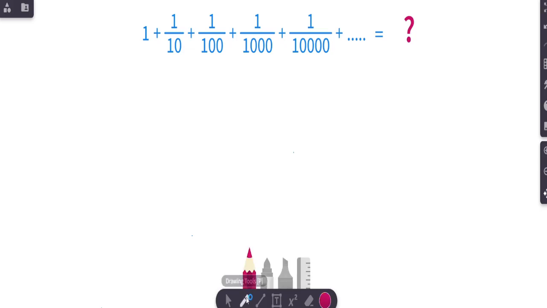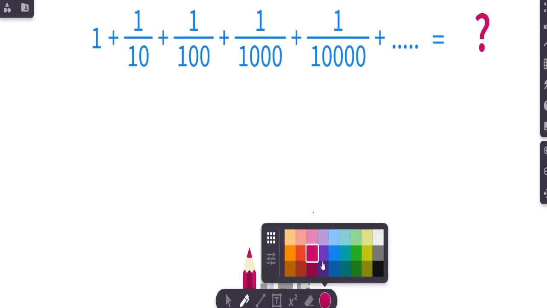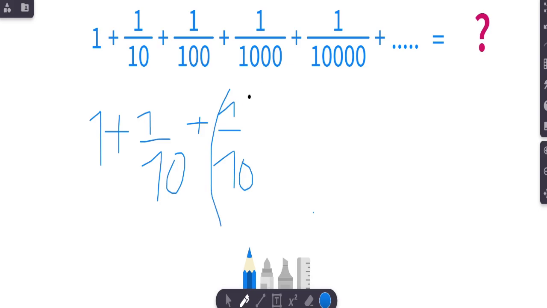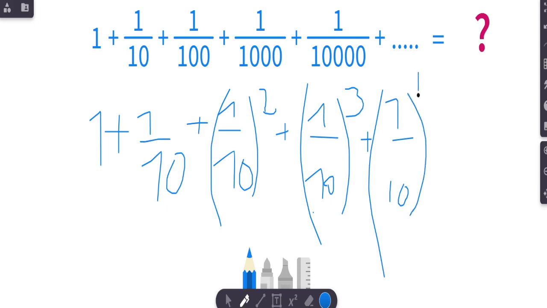Okay. So first, let me rewrite the sum. So it's 1 plus 1/10 plus 1/10 squared plus 1/10 cubed plus 1/10 to the 4, plus an infinite number of terms.